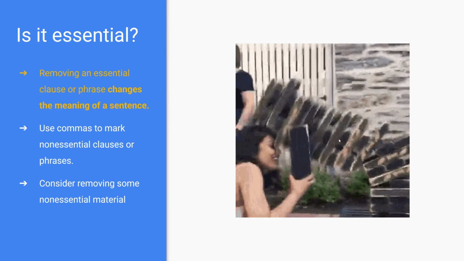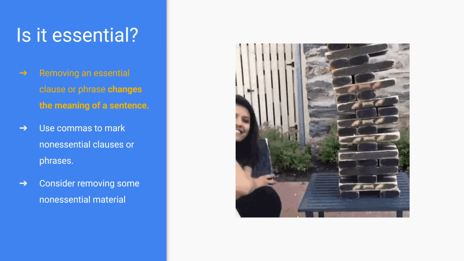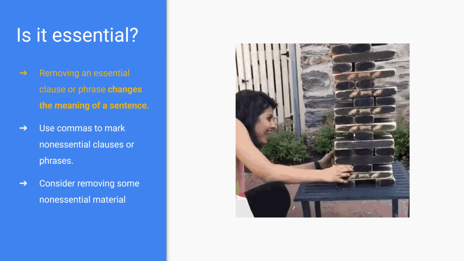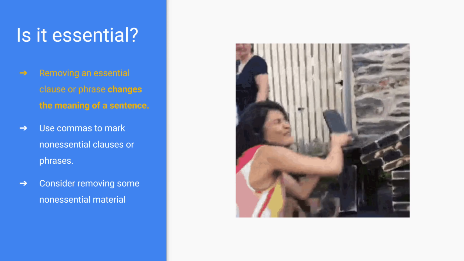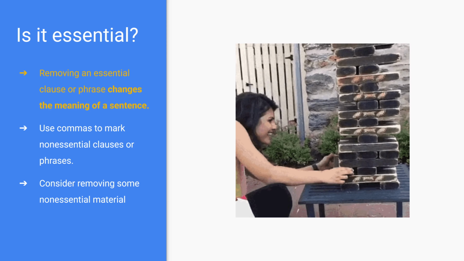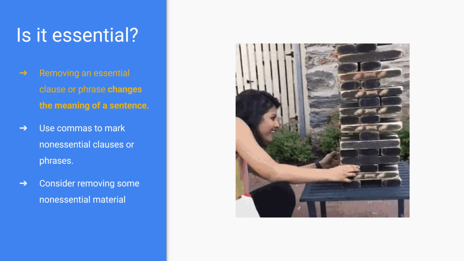And how does this relate to comma usage? Well, you use commas to mark non-essential clauses or phrases. And also, if you find yourself including a lot of these additional phrases in there, consider whether or not they even need to be there at all.